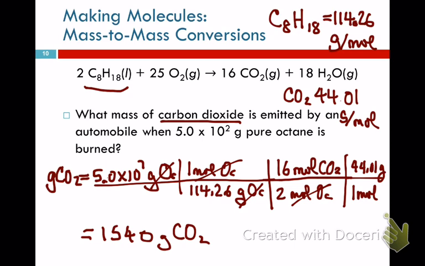So here, I was just being lazy, so I said 8, because 16 divided by 2 is 8. So I just multiplied by 8. So you can do that too. You can even write it as 8 to 1. It doesn't matter. It's reduced form. Good? Grams to moles to moles to grams.